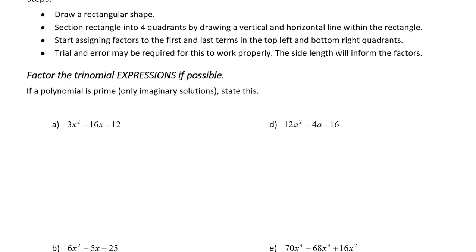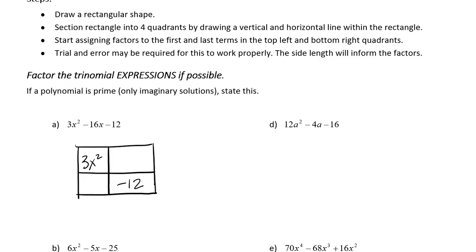Draw a rectangular shape. Section the rectangle into 4 quadrants by drawing a vertical and horizontal line within the rectangle. So let's start with the first one. Here's my rectangle. I'm breaking it into 4 sections. They don't have to be perfectly even. And then start assigning factors to the first and last terms. So we know the first term would be 3x squared, and the last term is negative 12.